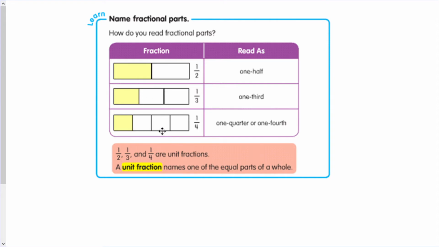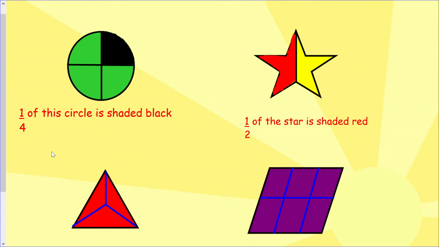And then we have 4 parts in all. So there's our number on the bottom. One part is shaded. So one part is shaded, 4 parts in all. When I read this, I say 1/4. Okay, 1/4 of this circle is shaded, right? I have one part that's shaded, so there's my numerator, 2 parts in all. So put a 2 on the bottom, and when we read this, we say 1/2.